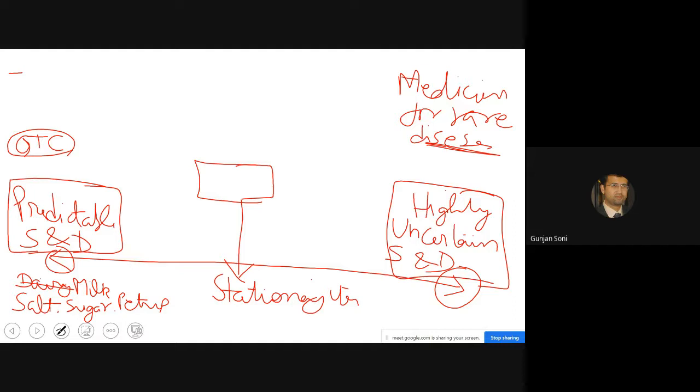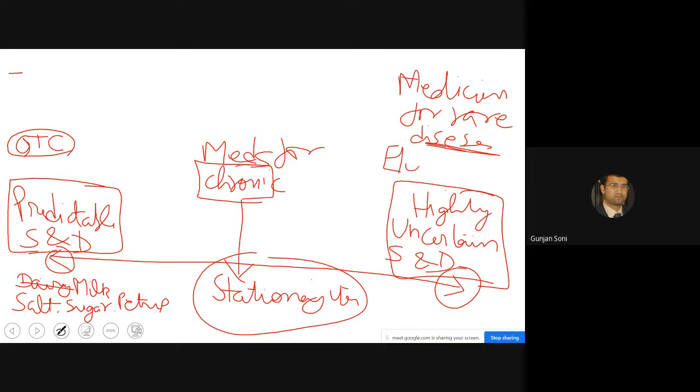So those kinds of medicines, medicines for chronic diseases, are somewhere in the middle range, where either predictable supply and uncertain demand, or uncertain supply and predictable demand. While for medicines, you can always say it's predictable supply and uncertain demand. Electronic products fall on the right side of the spectrum. Electronic products, they fall over here.